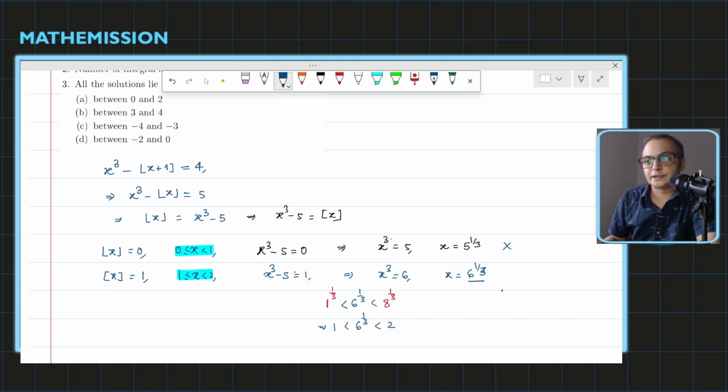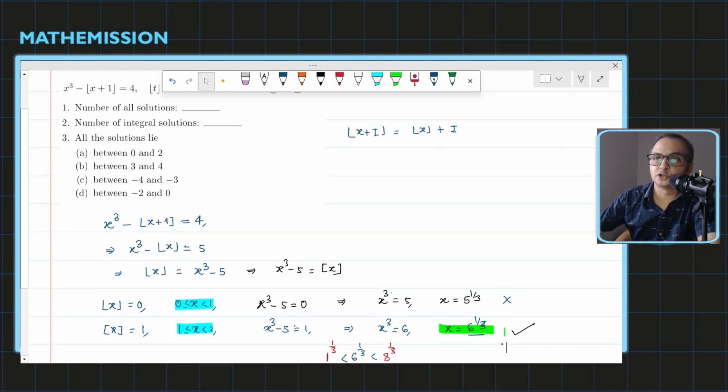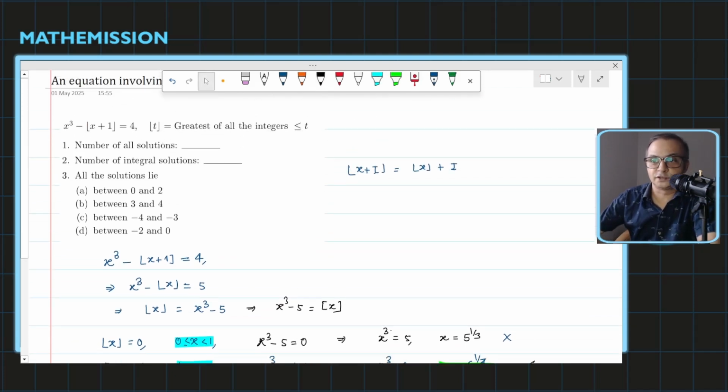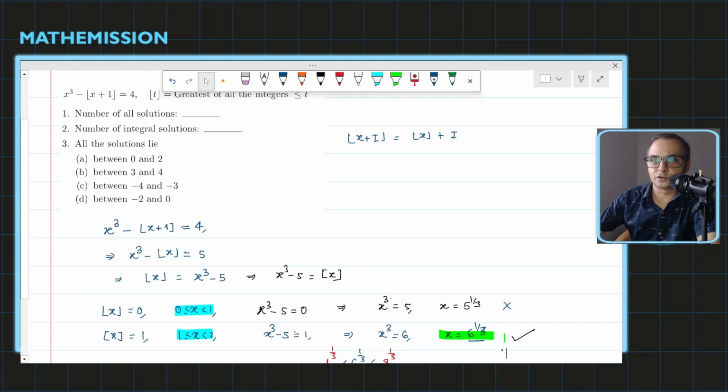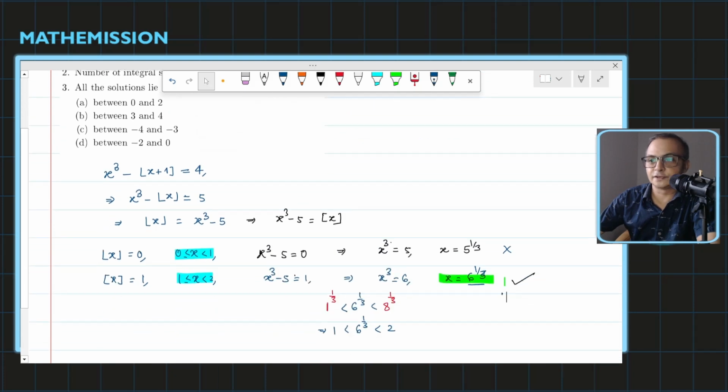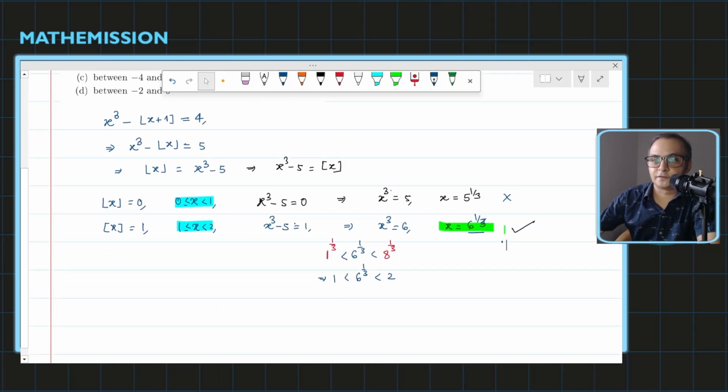So automatically we see that this 6 to the power 1 by 3 falls in this interval. So this 6 to the power 1 by 3 is our correct choice, and this is one solution we got. We had to find the number of all solutions. So 6 to the power 1 by 3 is one solution. We also have to find the integral solution. We'll see it later, but let's first fix on this.